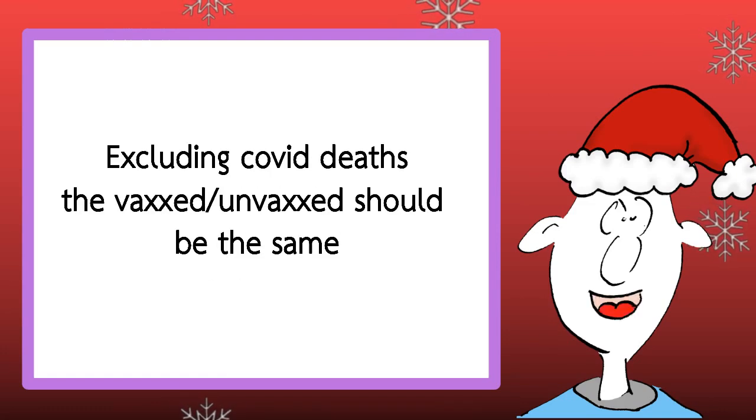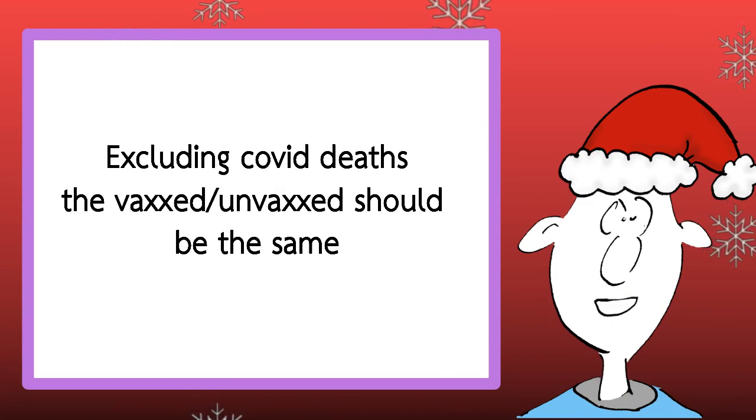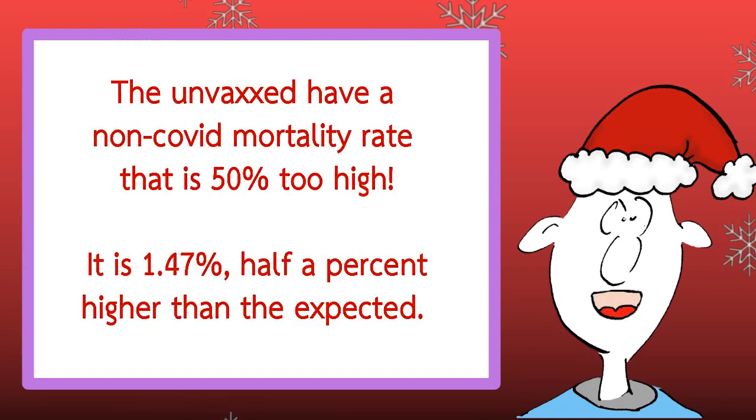it? When you break the numbers by cause you see that COVID deaths are higher in the unvaccinated, and this makes sense. So, where is the problem? The problem is that the unvaccinated have elevated deaths that are not only due to COVID, but also to non-COVID causes. Non-COVID causes are killing the unvaccinated at 1.47% per year. That is 50% higher than the 10-year mortality rate says it should be. And it is not COVID.